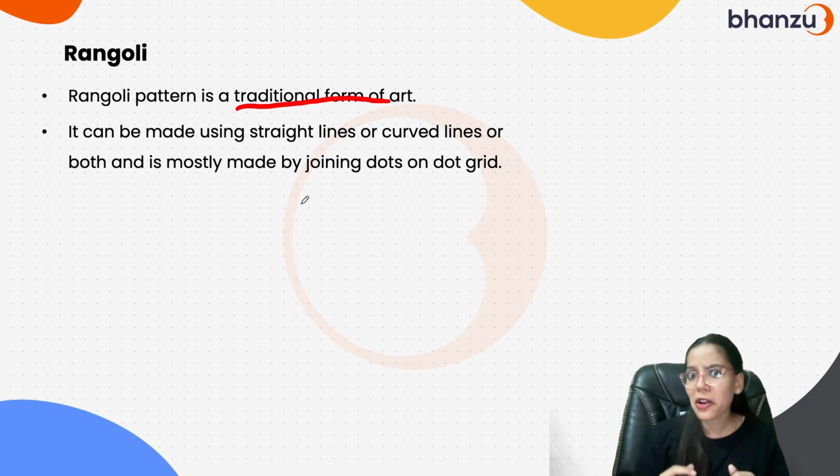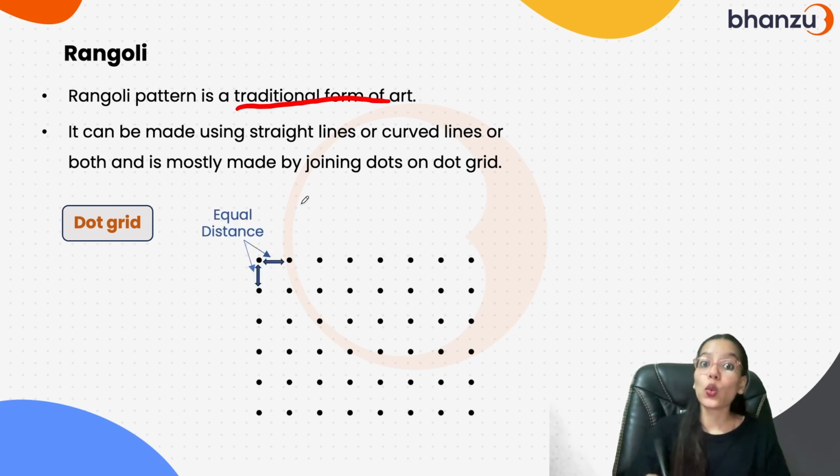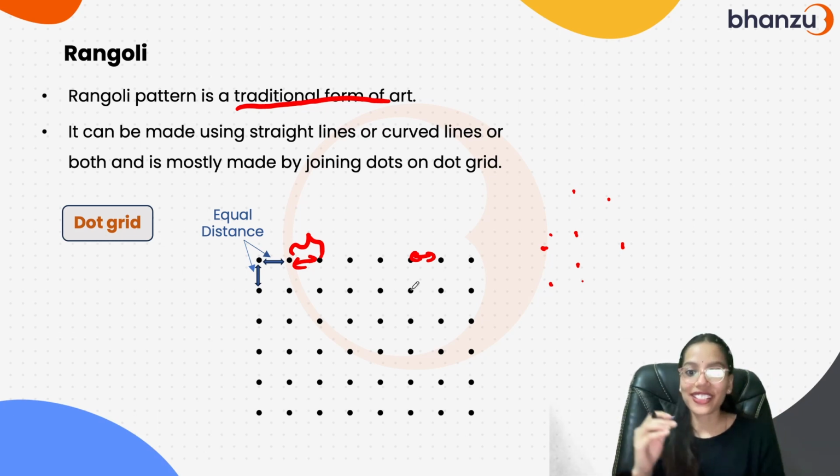But what is this dot grid? A dot grid looks something like this, which has multiple dots. But these dots are not placed randomly like this. They are placed in a way which has the same distance in between the points. The distance between these 2 points is the same as the distance between both of these points. Correct? So this is how carefully we plot the dotted grid.